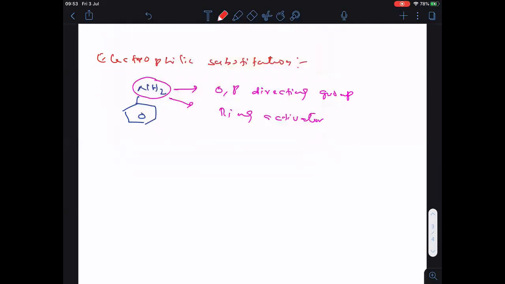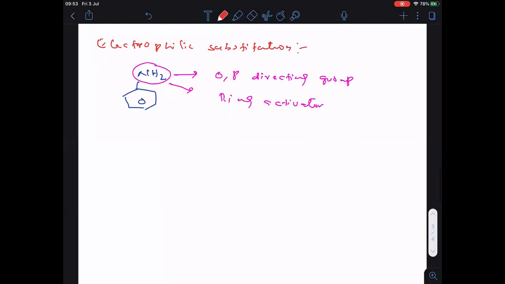So in this electrophilic substitution, three reactions are there: bromination, nitration, sulfonation. Only three. Now the first one. Okay, so what is the first one? Bromination.